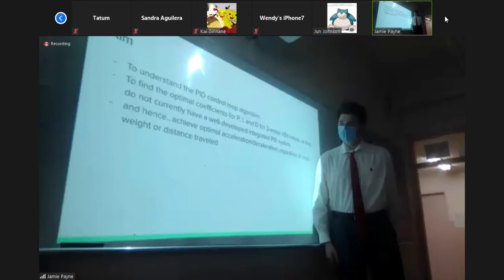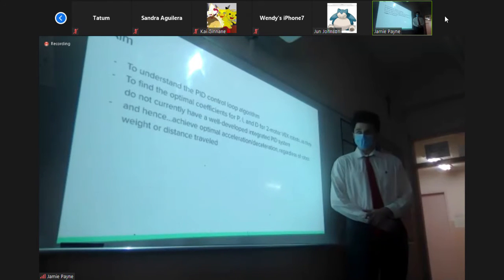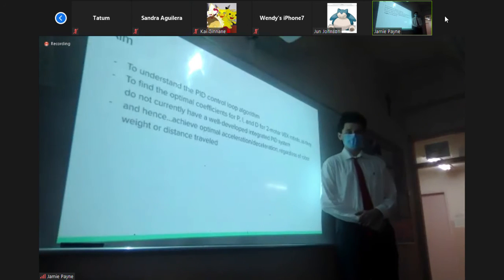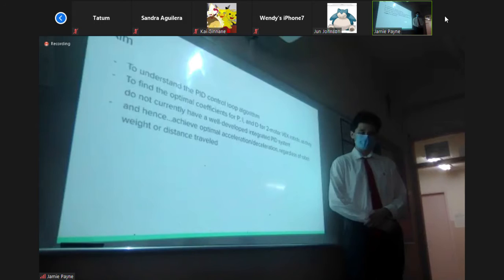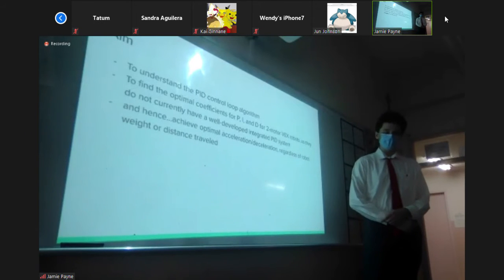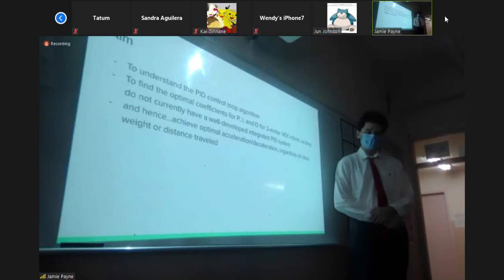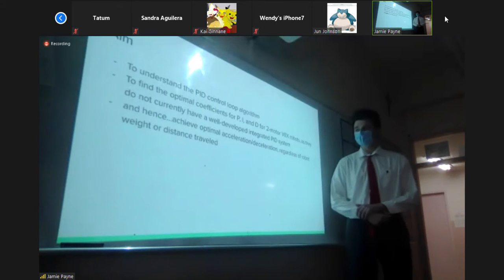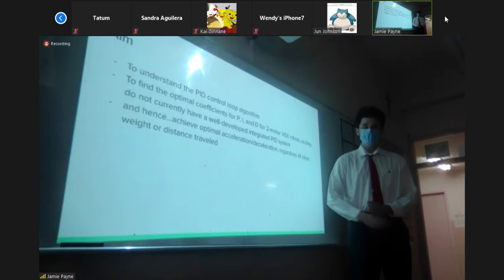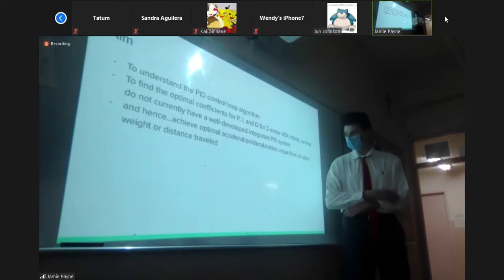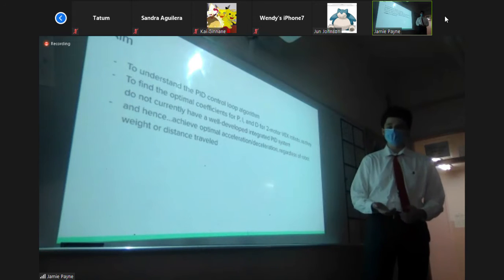The aim of this essay, or investigation, to be more accurate, is to first understand the PID control loop algorithm. Then, it's to find the optimal coefficients P, I, and D for two-motor VEX robots, as they do not currently have a well-developed integrated PID system, and hence achieve optimal acceleration and deceleration regardless of robot weight or the distance traveled.